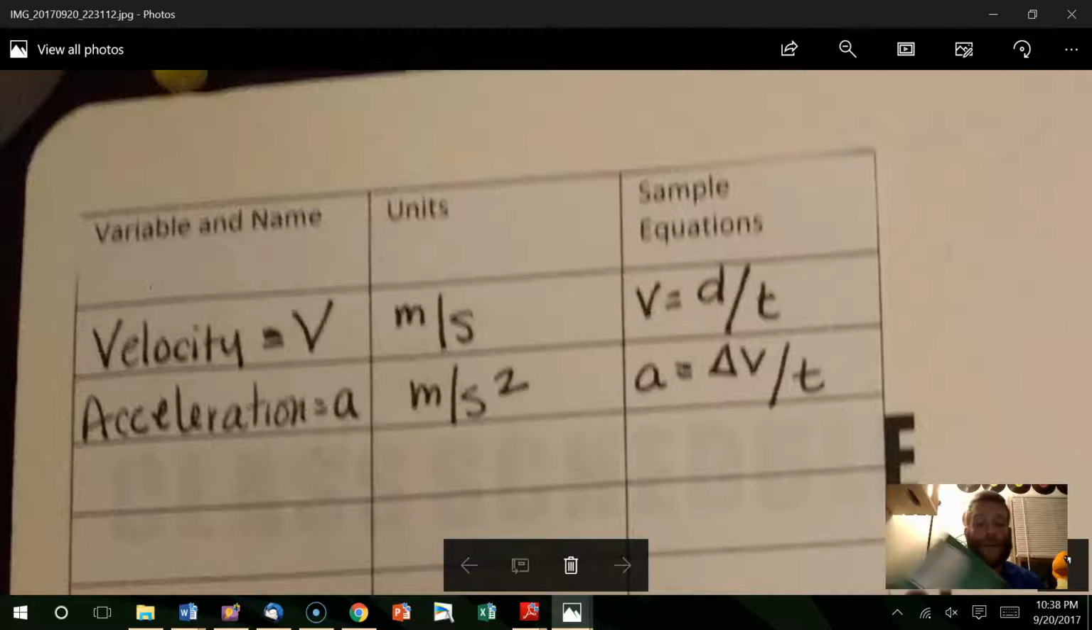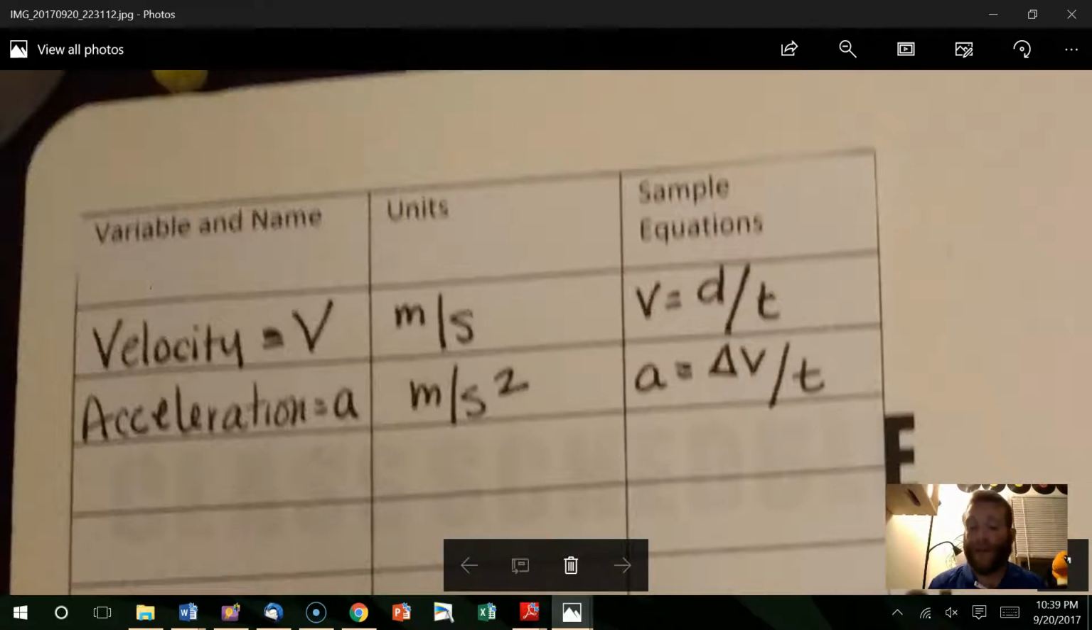In your notebooks, I want you to go through each page, each equation, and write down what things stand for. Like I did for acceleration, I know acceleration is equal to a. I know for acceleration, no matter what, I have a distance with a time, and that time is always squared.